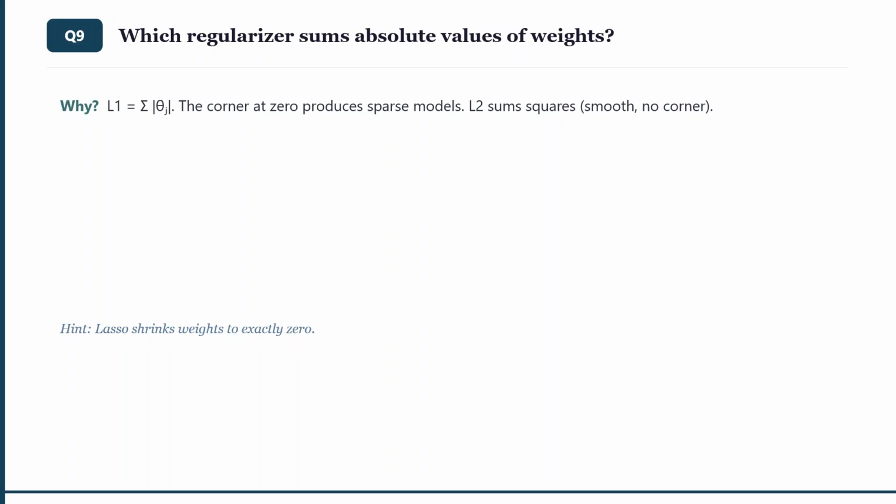L0 counts non-zero weights, combinatorial, not differentiable. L2 sums squares, producing the smooth quadratic ridge penalty without the corner. Frobenius is the L2 norm generalized to matrices.